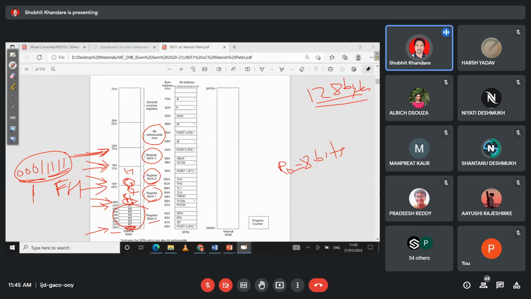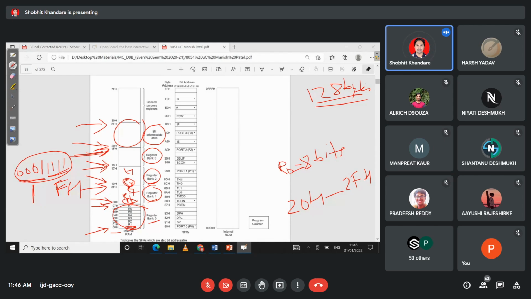Now where is the bit addressable area from and to? It is from 20H to 2FH. If I ask you how many bytes this is in total, can anyone of you give me the answer? How many bytes? You will get the answer if you see. You have to go from 20H to 2FH. Yes, 16 bytes.